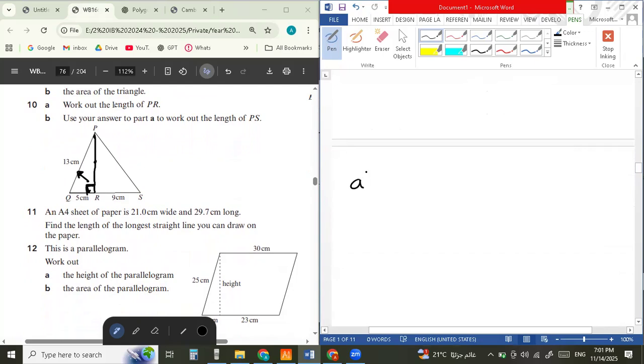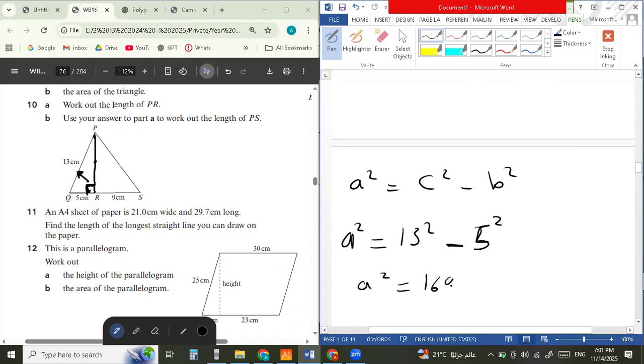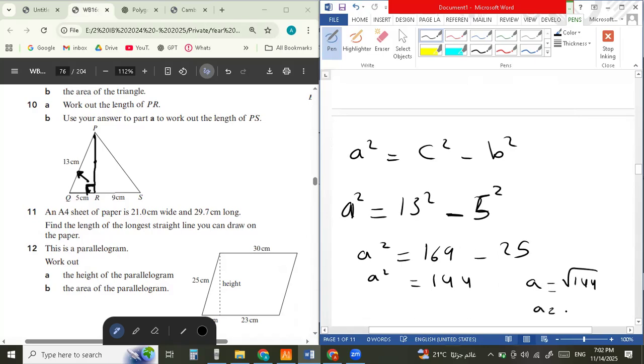I have the hypotenuse. So a squared equals c squared minus b squared. You see, now everything is being repeated. So a squared, we need to find it, equals c squared, 13 squared, minus b squared, 5 squared. So a squared equals 169 minus 25. A squared equals 144. So a equals the square root of 144, which is 12. So PR is 12 centimeters.